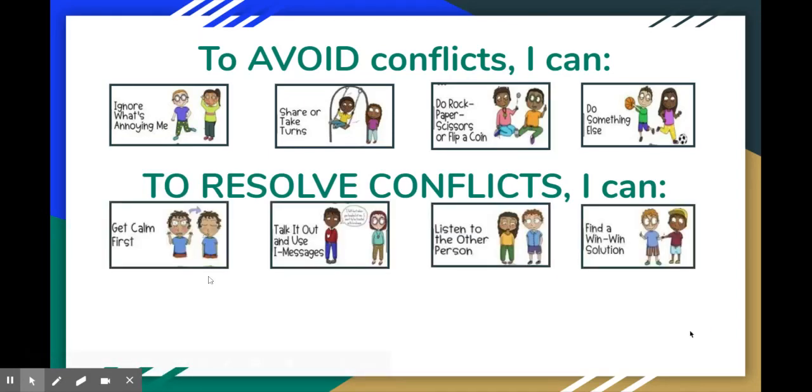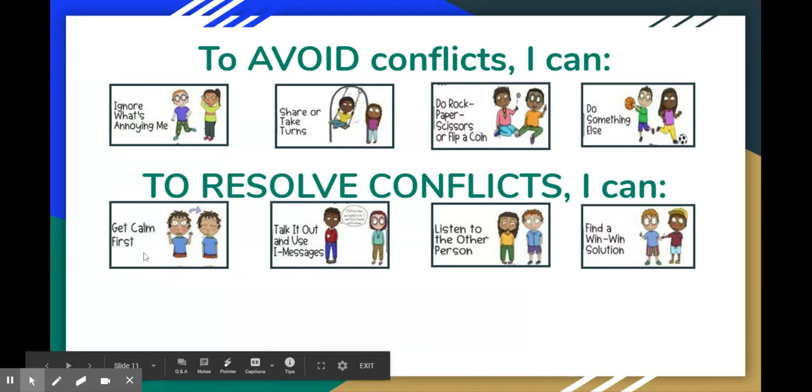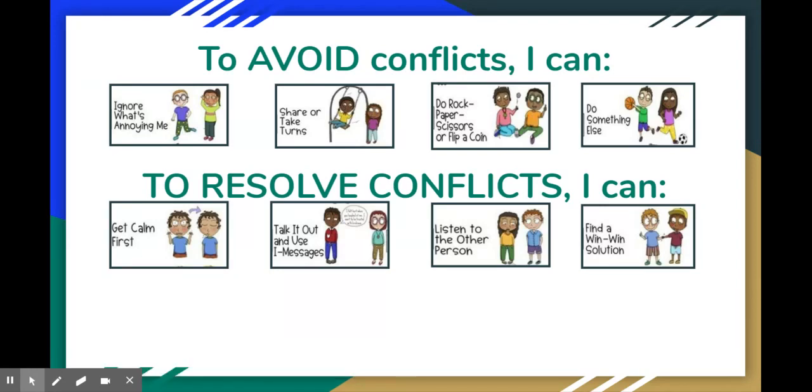These first 4 in this second row are similar to what Elvis taught us about. The first one says, get calm first. Well, remember, if we're still angry or upset or frustrated, it's going to be hard for us to think of solutions. So it's very important to get calm first. Talk it out and use I messages like, I feel frustrated when you take the remote away from me. That would be an example of an I message. Listen to the other person. Remember, it's important to listen to them so you can hear their point of view. And then find a win-win solution. That's that compromise that I explained to you earlier.